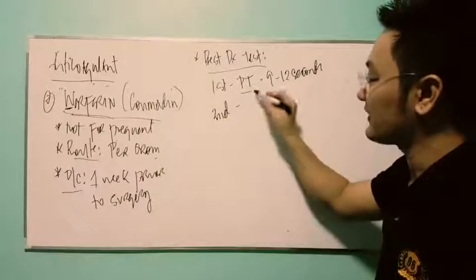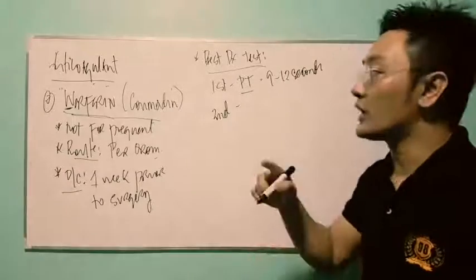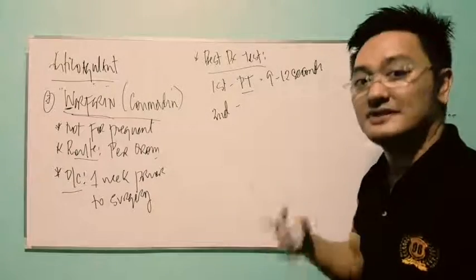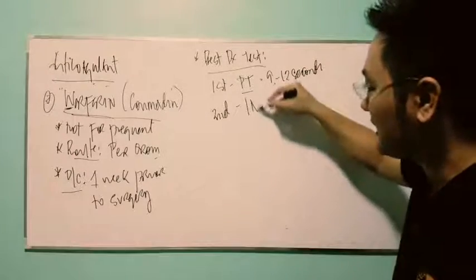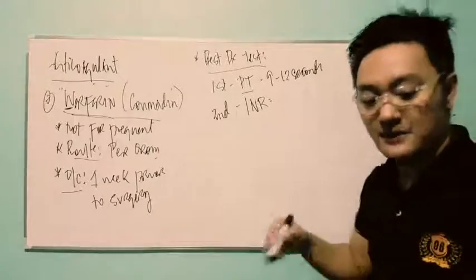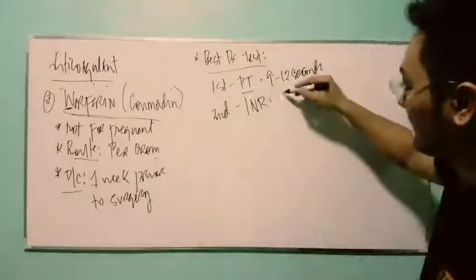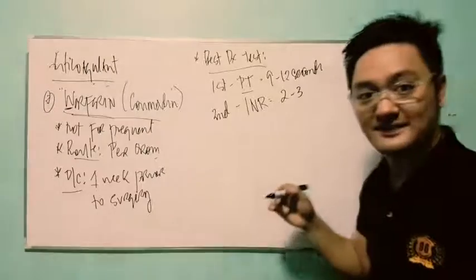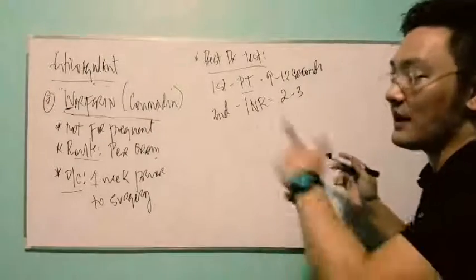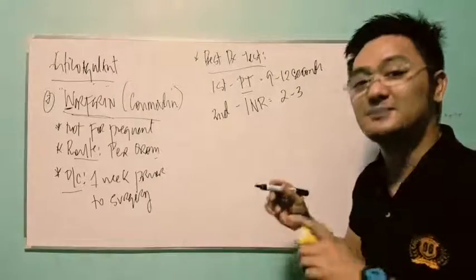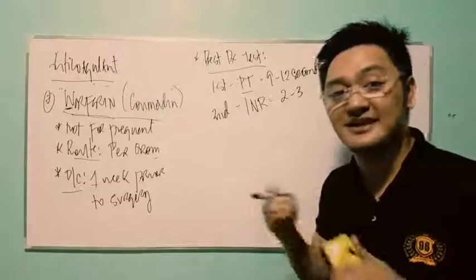Now, what if you cannot find PT or prothrombin time? What is your second possible answer? The second possible answer is actually your INR. Okay? So what is the normal INR? The normal is 2 to 3. Can you follow? Just like what I said a while ago with your heparin, there is a specific therapeutic level.